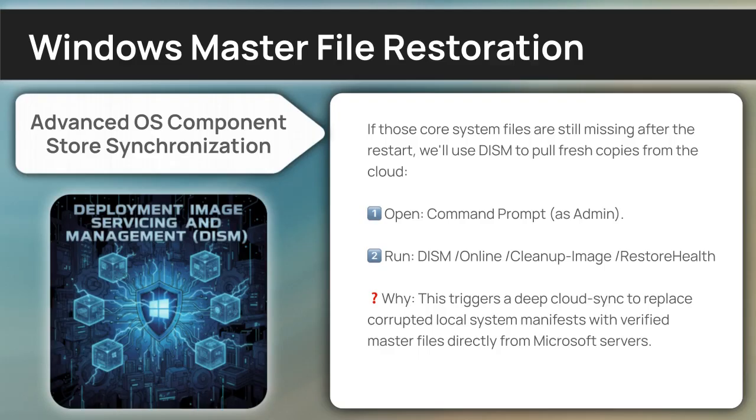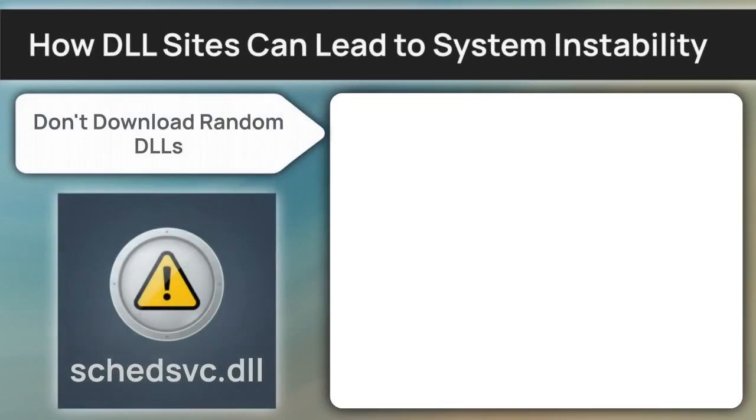Why are we doing this? Well, this triggers a deep cloud sync to replace corrupted local system manifests with verified master files directly from Microsoft servers. To protect your system architecture, I have a few recommendations regarding file authenticity.